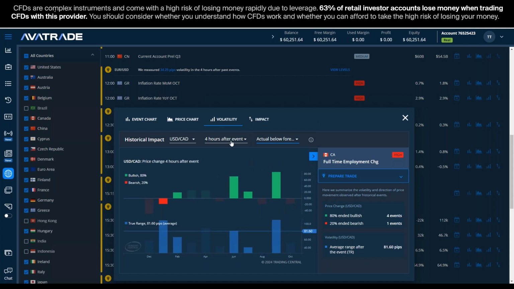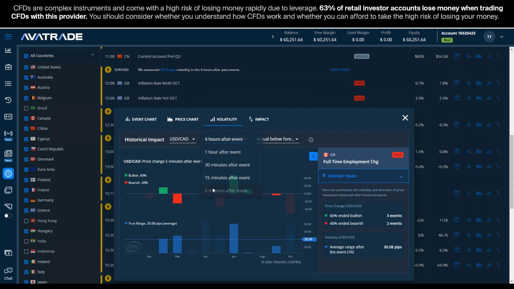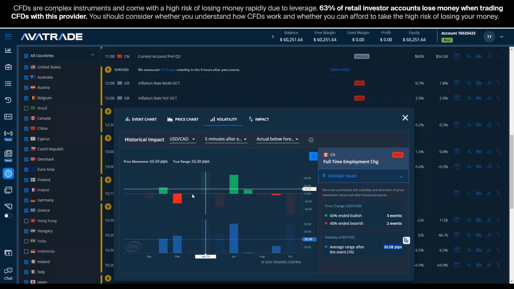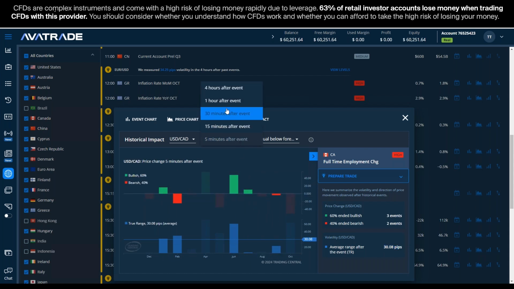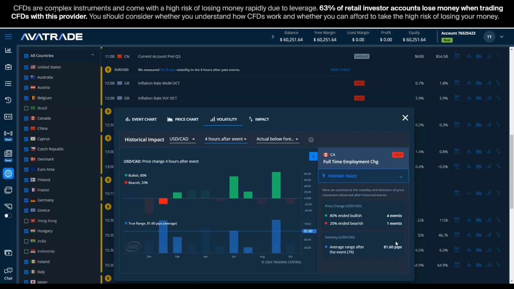And in the first 5 minutes, the range movement, instead of being 81, is only 30 pips. So you should be able to get in those first few minutes before it gets moving, within 10 pips, 15 pips movement, and understand that after 4 hours, the average range movement was over 81 pips on average, okay, with this announcement.